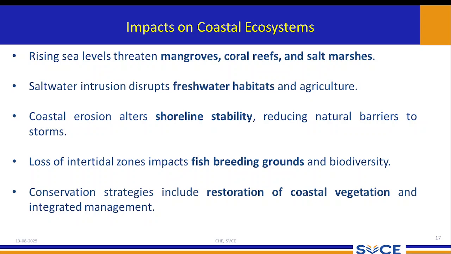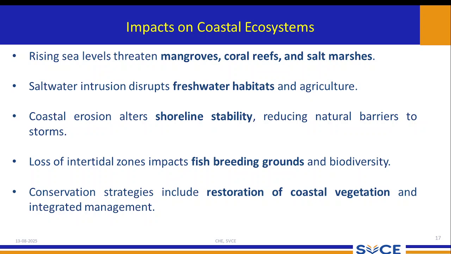Saltwater intrusion disturbs freshwater habitats and agriculture. Saltwater intrusion means that if you are living in a coastal region, infiltration takes place from the seaside into some part of the land. So you don't get fresh water, you get salt water. Saltwater intrusion disturbs freshwater habitats as well as agriculture.